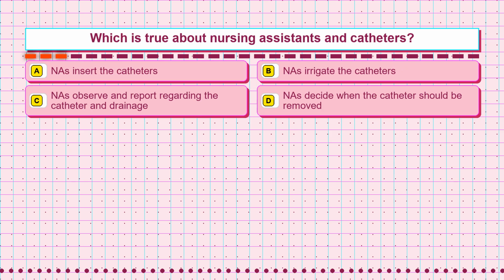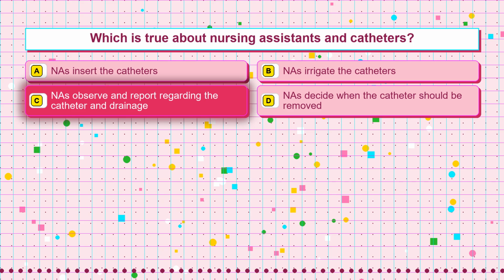Question 92. Which is true about nursing assistants and catheters? Option A, NAs insert the catheters. Option B, NAs irrigate the catheters. Option C, NAs observe and report regarding the catheter and drainage. Option D, NAs decide when the catheter should be removed.